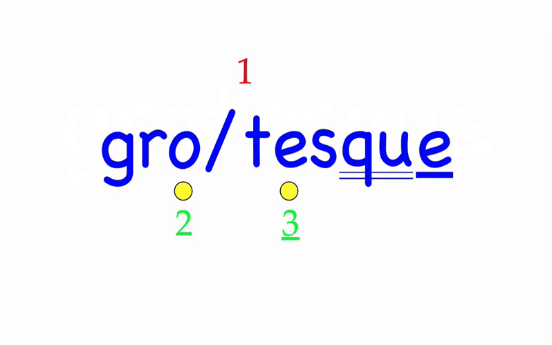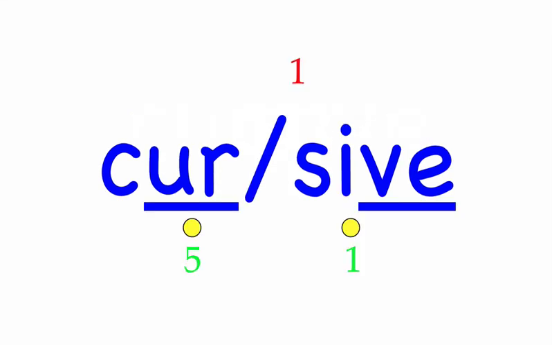Cursive. Cursive. Cursive handwriting is not used a lot anymore. Cursive. Cur has two sounds, K, ur. Sive, three sounds, S, I, V. Cursive. Mark the word. Cursive.